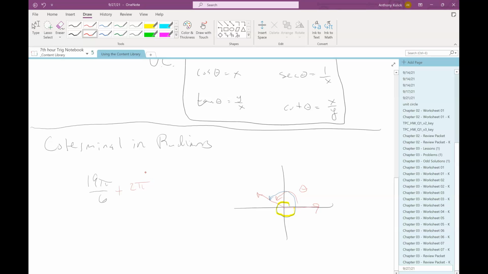To add fractions, I need to make a common denominator. So I'm going to think of 2 pi as 2 pi over 1. And I'll make a common denominator. It should be obvious here that the common denominator would be 6. So I'll multiply the top and bottom of this by 6. So what I have is 19 pi over 6 plus 12 pi over 6, which is going to give me 31 pi over 6.